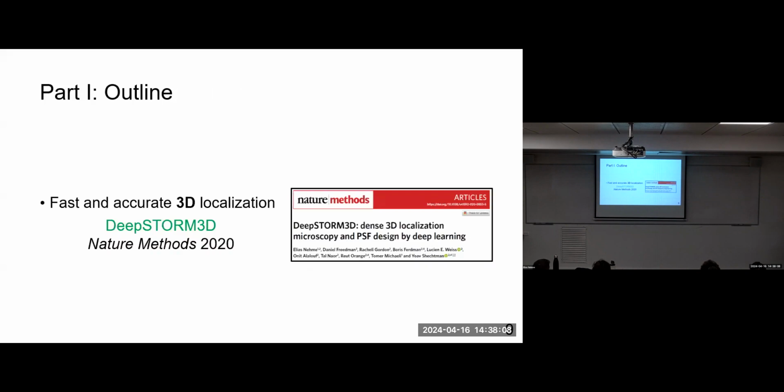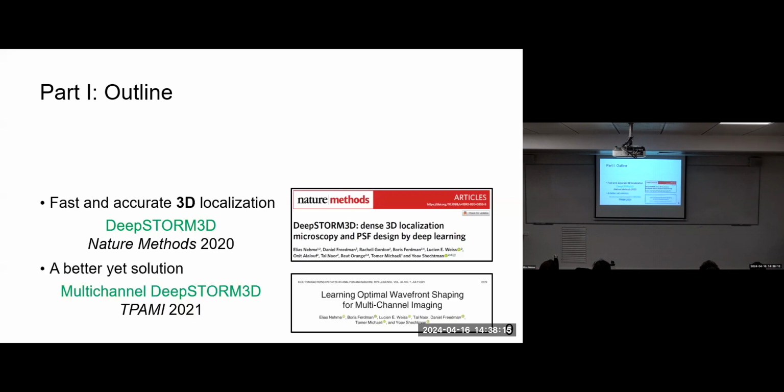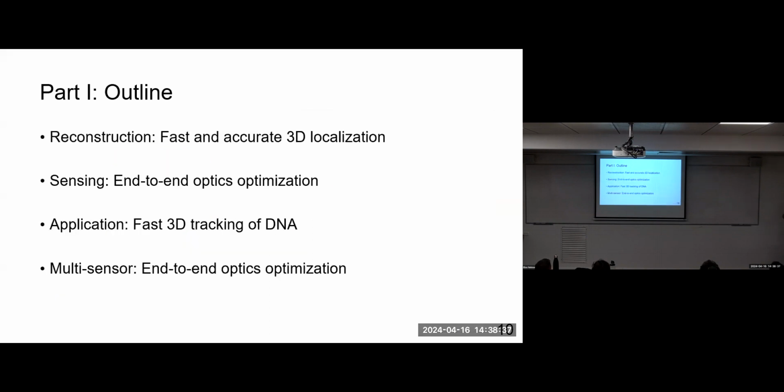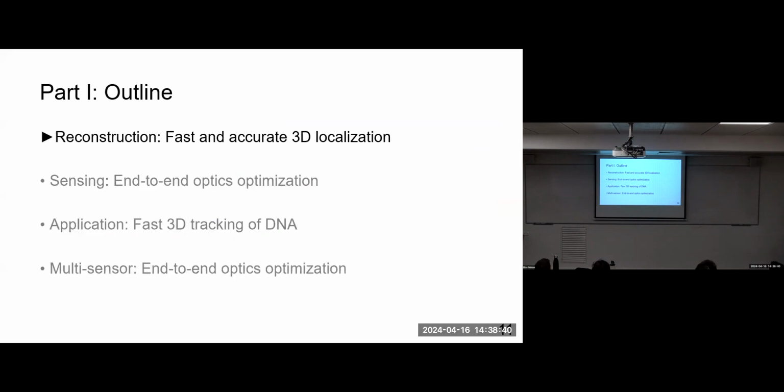Okay, so in the first part, I will tell you about 2 works that we did. The first one was published in Nature Methods 2020, and the follow-up, which is almost a better solution, a year after in PAMI. I'll just mention that we started this series of works back in 2018, where also in 2D, without even extension to 3D, the problem of localizing nearby point sources is also very challenging. But obviously, I'm not going to go into this because we don't have time. Okay, so moving on to the challenging task of 3D reconstruction.